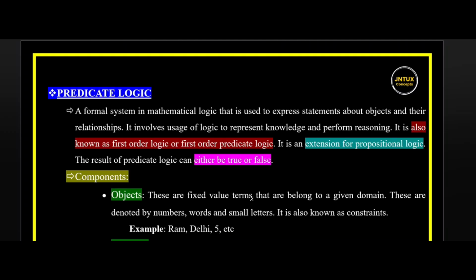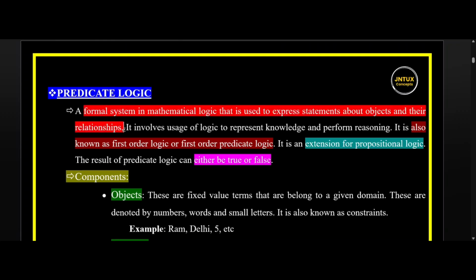Predicate logic. Predicate logic is a formal system in mathematical logic that is used to express statements about objects and their relationships. It involves usage of logic to represent knowledge and perform reasoning. It is also known as first order logic or first order predicate logic. Predicate logic is an extension of propositional logic. The result of predicate logic can either be true or false.